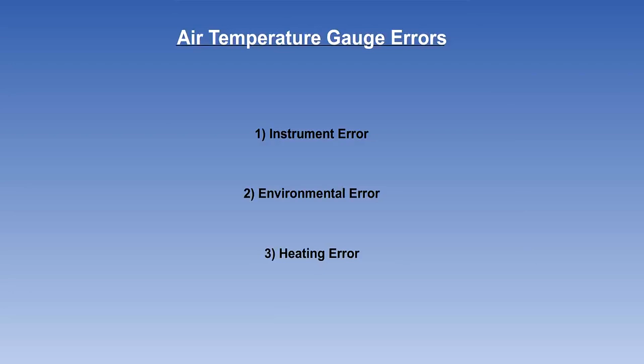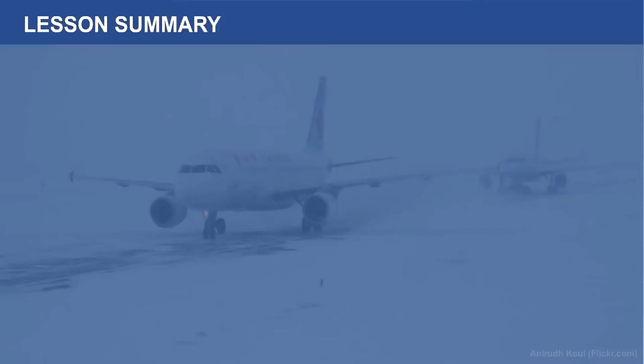Icing is also an environmental error. And thirdly, we have heating error. We will recall from earlier in the lesson that the movement of the aircraft through the air will cause the air temperature to rise in the immediate vicinity of the aircraft. The rise in temperature is caused by friction or air compression as the aircraft moves through the air, and it accounts for by far the greatest error in high-speed aircraft. Low-speed aircraft are less affected by friction or air compression and are therefore less vulnerable to this type of error.